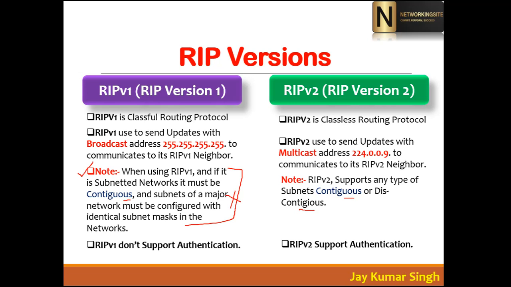And the last comparison is that RIP version 1 does not support any kind of authentication, and RIP version 2 supports authentication, so when they exchange information with the neighbors, they use some kind of authentication.